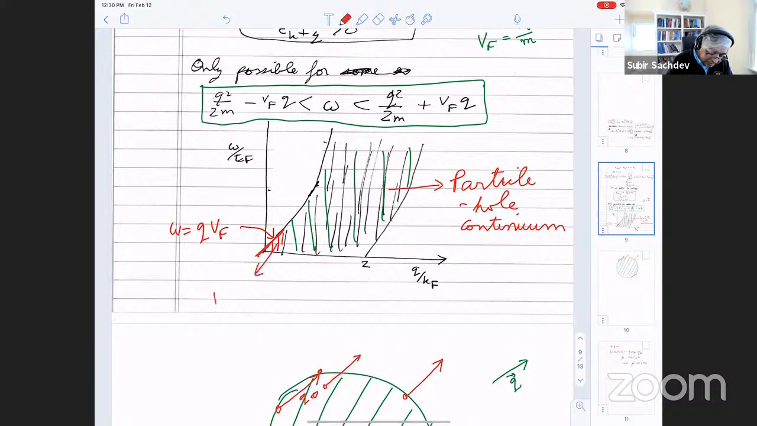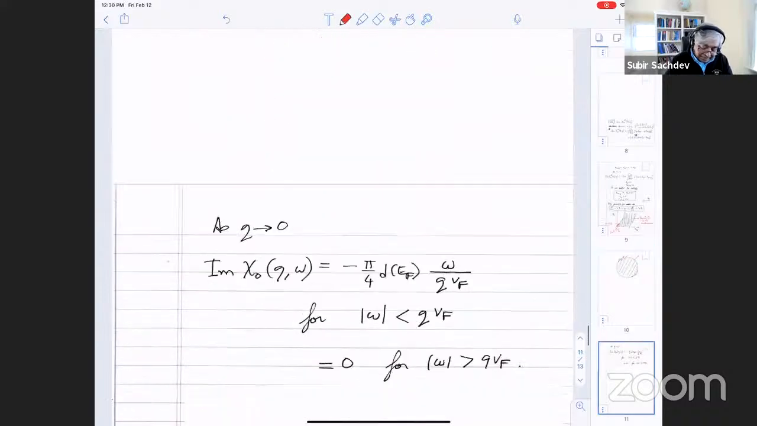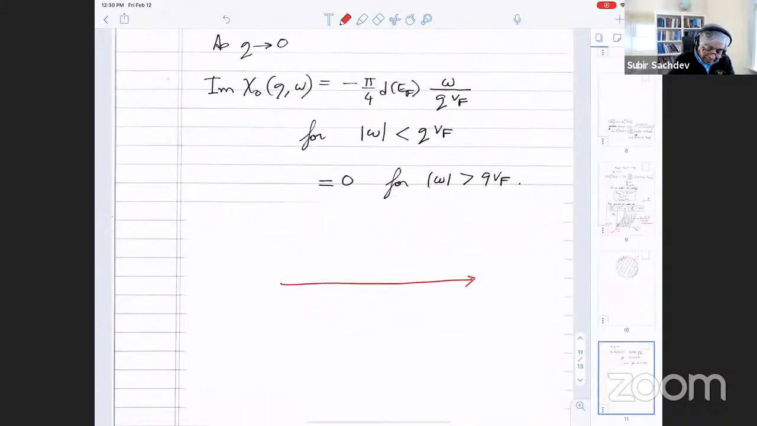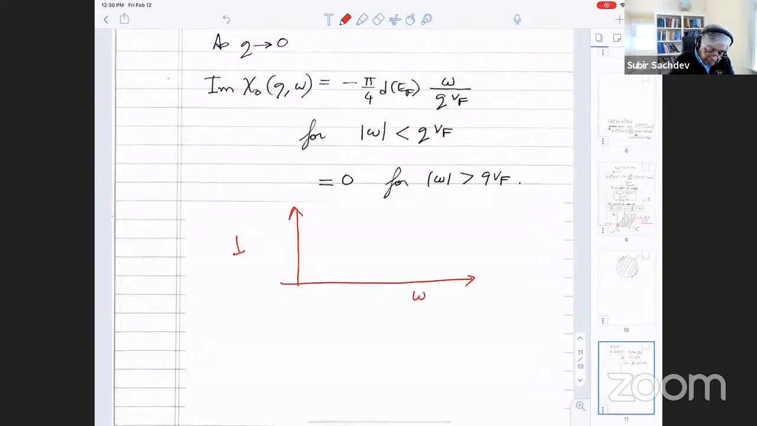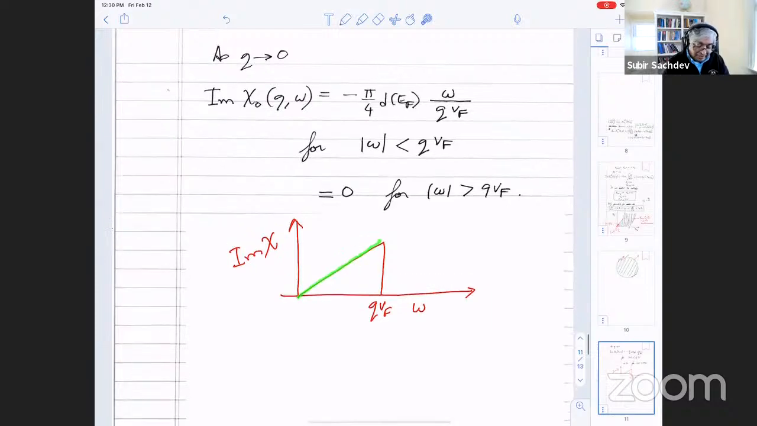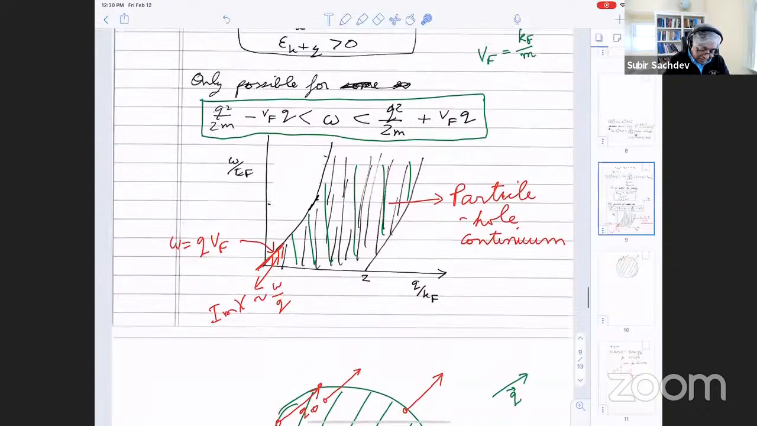So here in this region, m chi goes like omega over Q. If you plot this, it's kind of a strange looking function as a function of omega anyway. For fixed Q, it just goes straight up and then stops. And this point is QVF. And this linear behavior here is the actual result, starting from here and going up to that point.